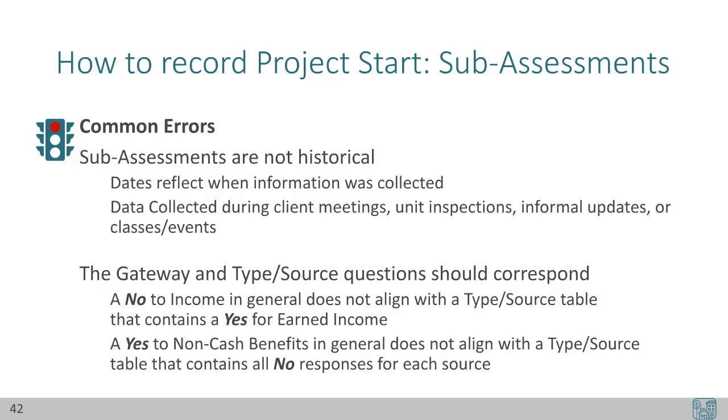Mismatching the gateway and type and source is a common typo. For example, a no to income in general does not align with a type or source table that contains a yes for earned income. Similarly, a yes for non-cash benefits in general does not align with a type or source table that contains all no responses.